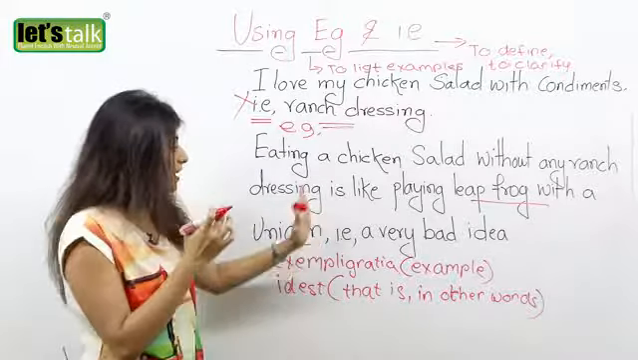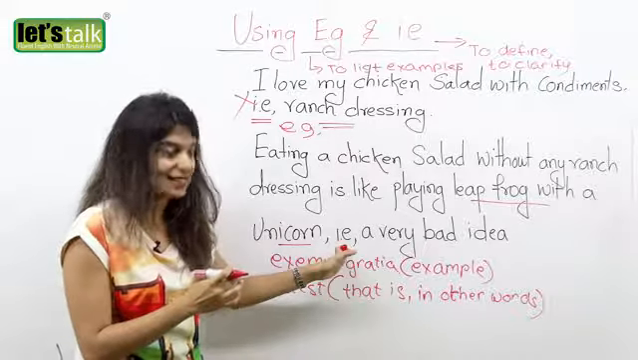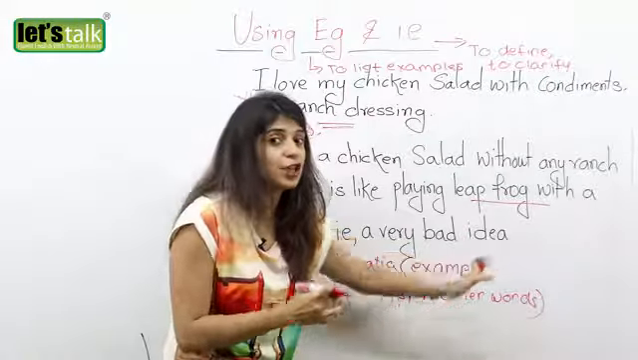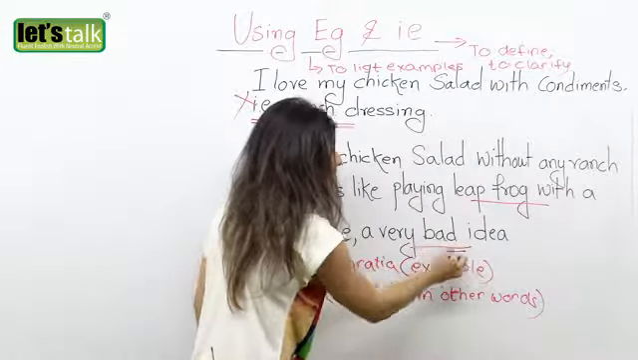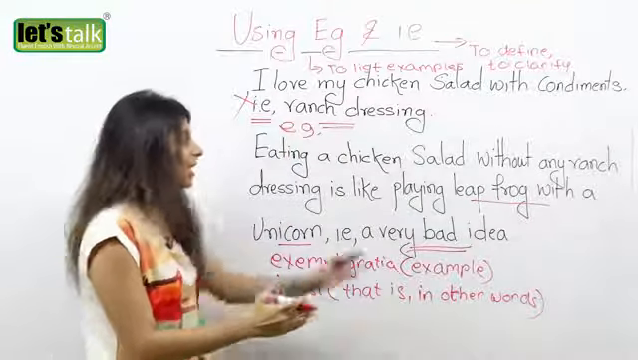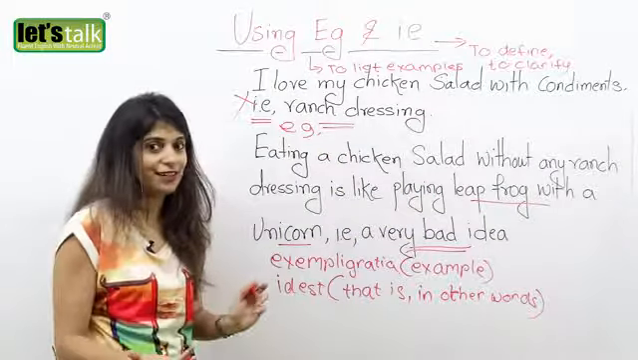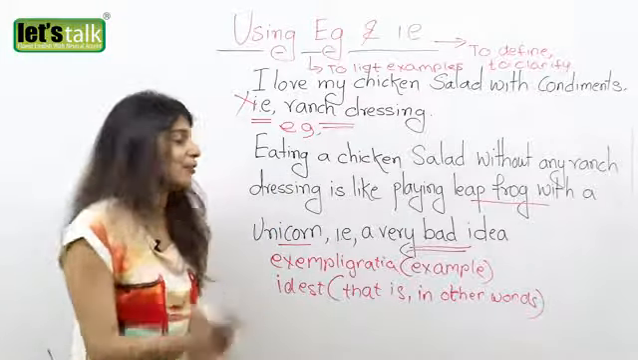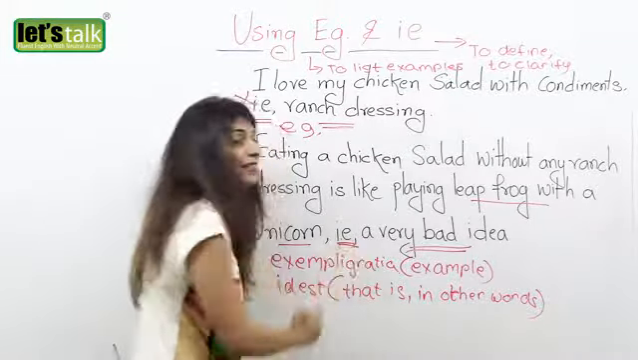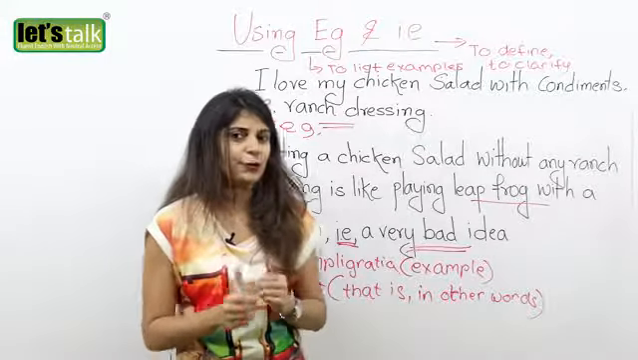So I have already said my sentence. My sentence is followed by i.e., and then I'm giving a clarification of what it means. So, a very bad idea. That's the meaning of the phrase leapfrog with a unicorn. So here I'm explaining my sentence again. That's exactly the reason why I'm using i.e. So let me just put this for you.